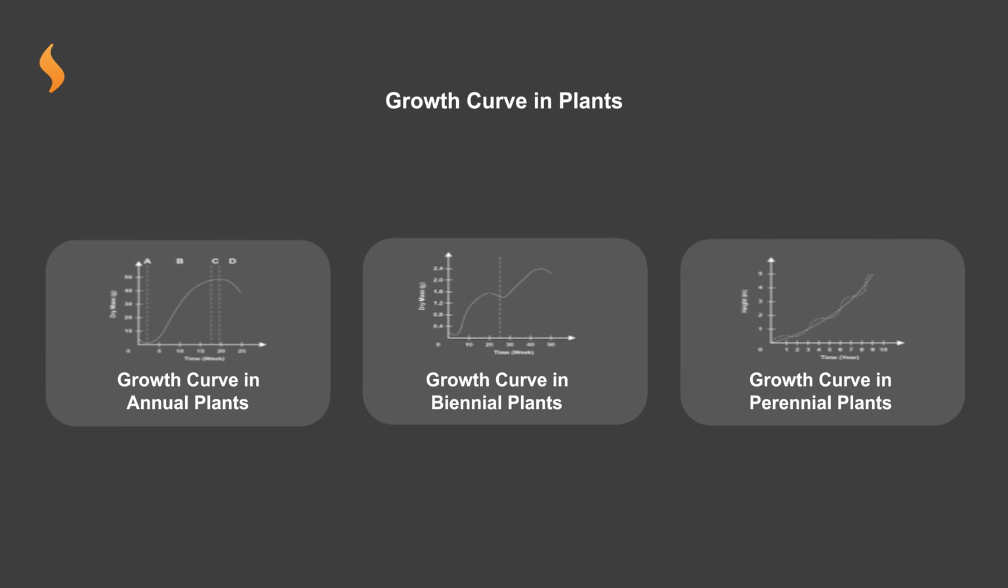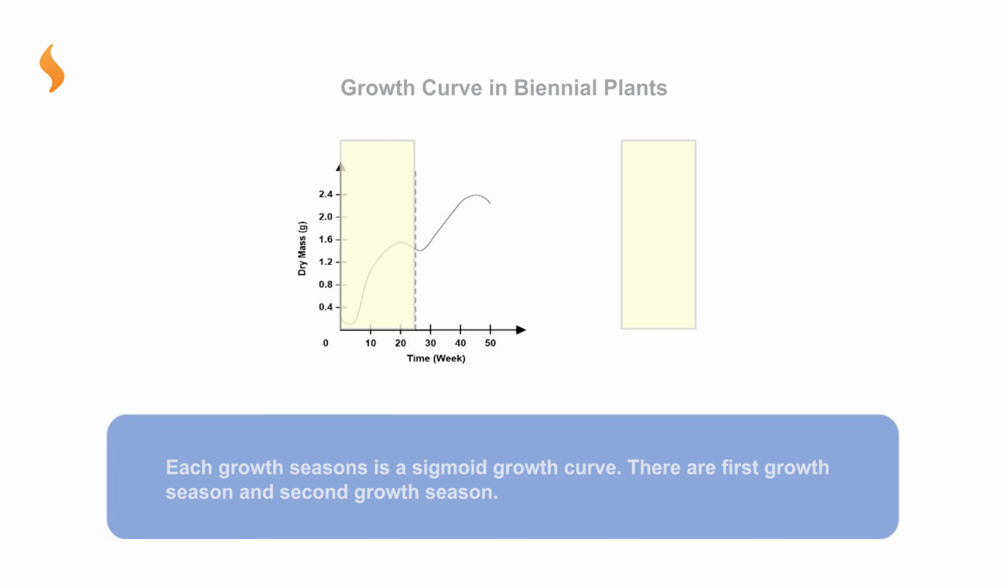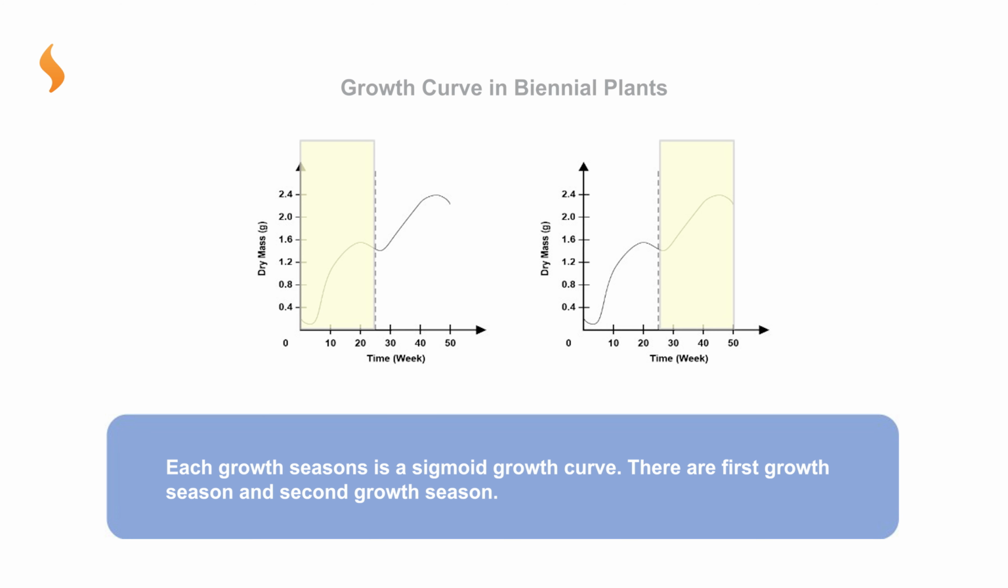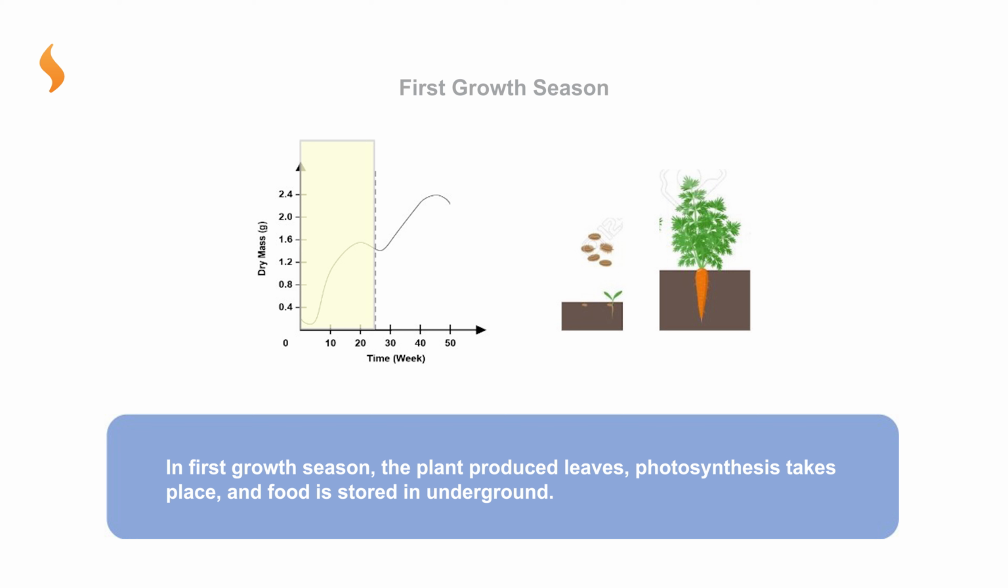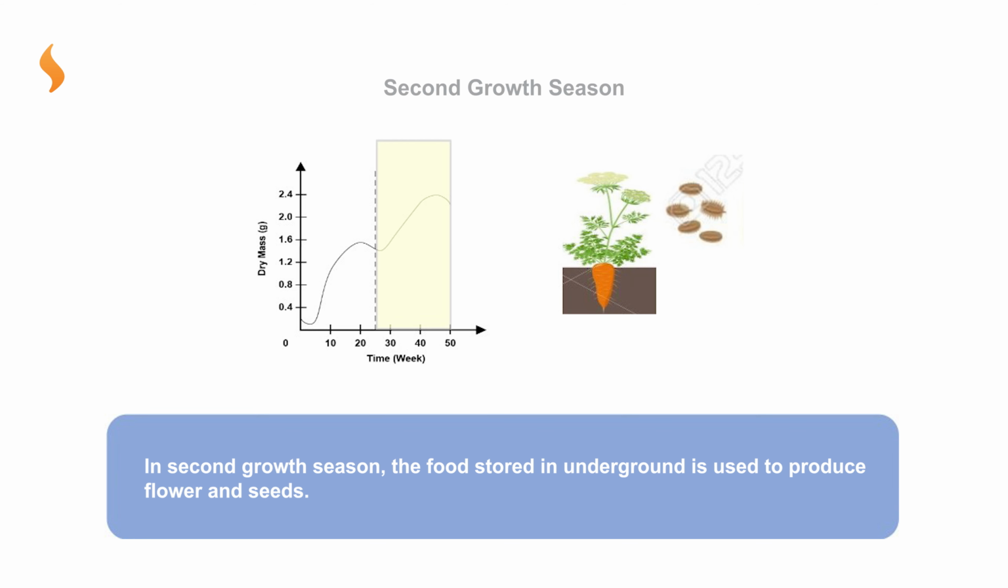Second, let's look into the growth curve in biennial plants. The growth curve in biennial plants has 2 sigmoid curves, which are combined. Each growth season is a sigmoid growth curve. There are the first growth season and the second growth season. In the first growth season, the plant produces leaves, photosynthesis takes place, and food is stored underground. In the second growth season, the stored food is used to produce flowers and seeds.